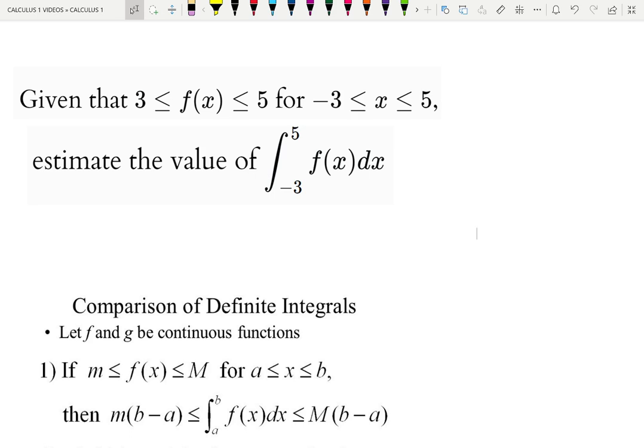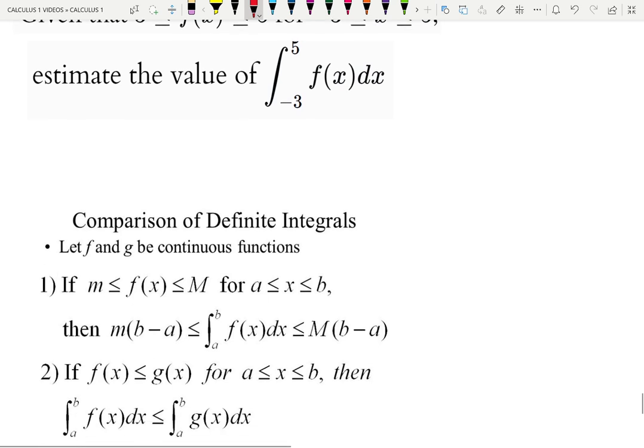Given that f of x is bounded by 3 and 5, including the endpoints, and x is bounded by negative 3 and 5, including the endpoints, estimate the given integral from minus 3 to 5 of f of x dx. Now we're going to use one of the comparison properties of definite integrals.